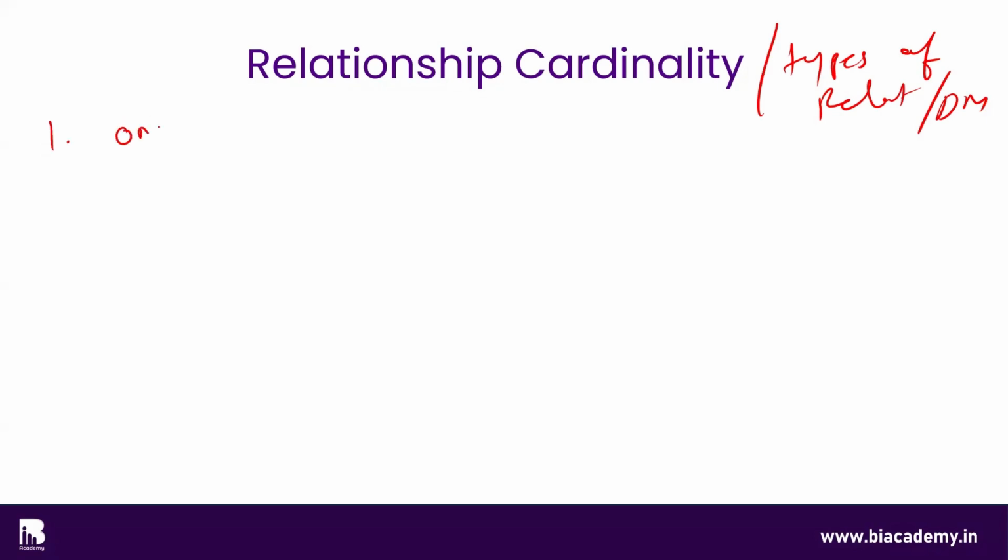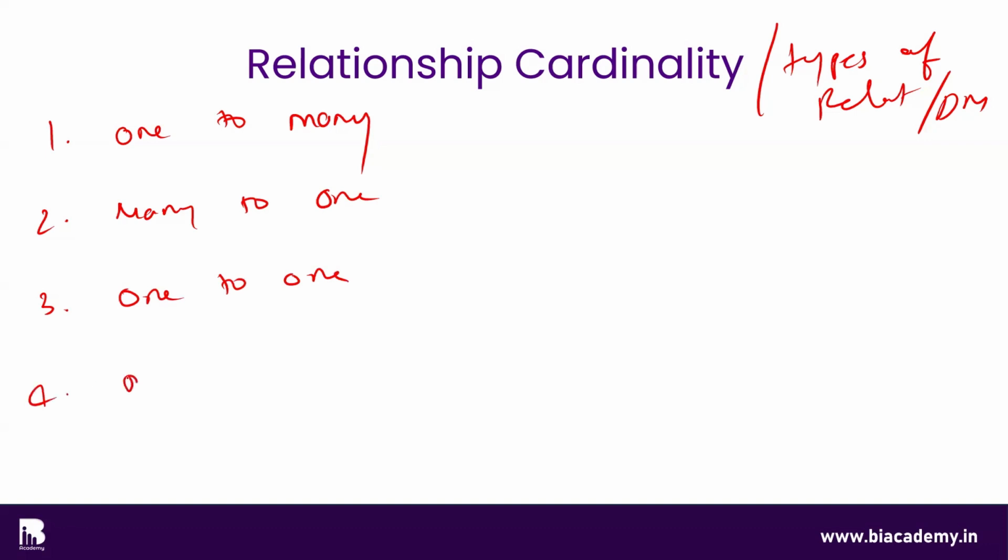First is one to many. Second will be many to one. Third will be one to one. And fourth will be many to many. So these are the 4 types of relationship we have: one to many, many to one, one to one, and many to many.